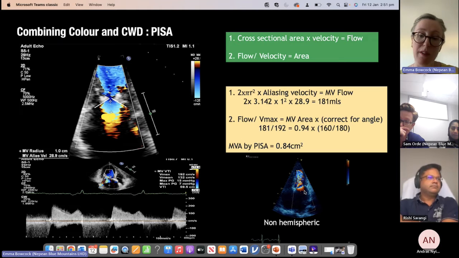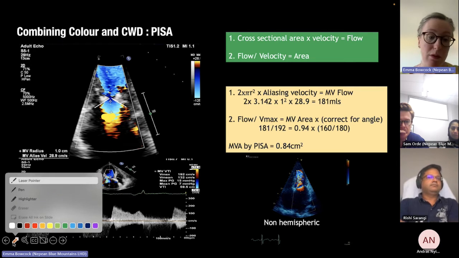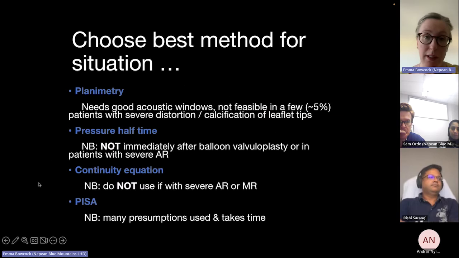You've got this non-hemispheric, quite flat profile. But when it's flat, you don't always need to angle correct so much. But yeah, many caveats with this, and it tends not to be used in sort of day-to-day practice for MS in our lab anyway. Some places might use it more, of course. Stand to be corrected on that.